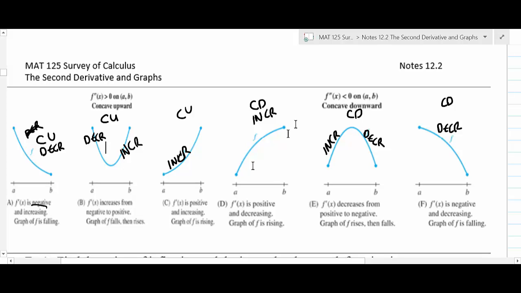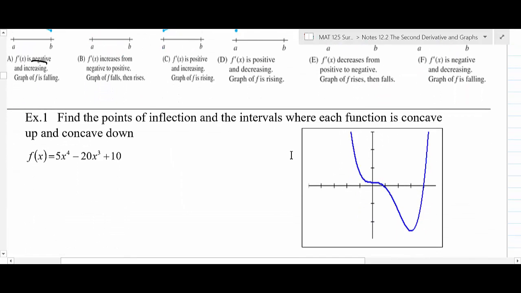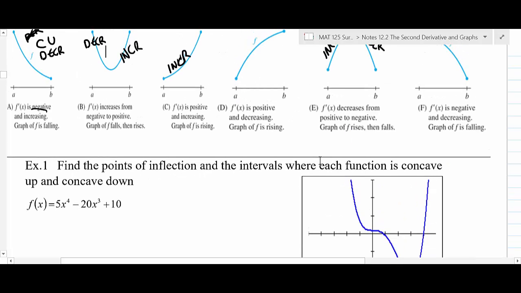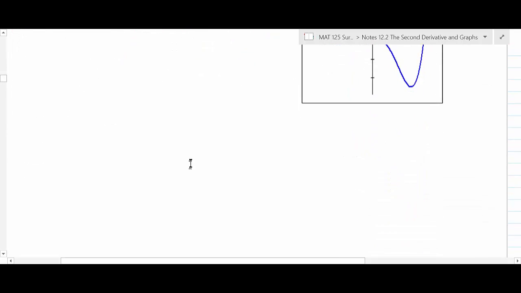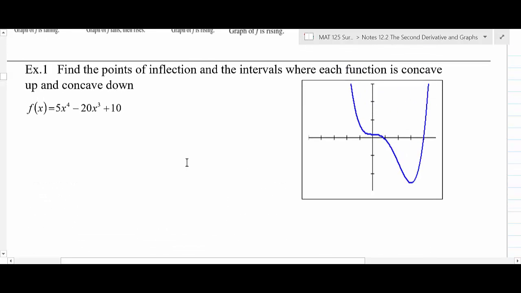Okay. Now we're going to go ahead and start working on some functions, and that'll hopefully help you begin to put this together a little bit. So if we go down to this example 1, we're going to do everything. We're going to do increase, decrease, mins and maxes, and then we're going to add in the concavity here. Okay, so on this, the first thing we want to do is work with the derivative. So if I ask you to work with concavity, you need to go ahead and get the first 2 derivatives. So it goes like this.